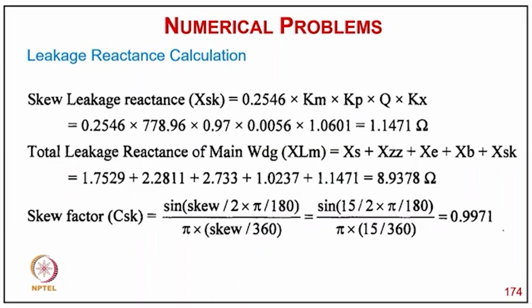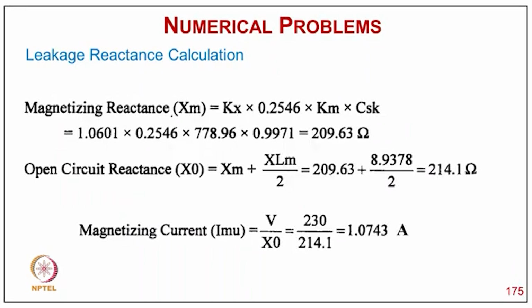The total reactance of the main winding comes from XS plus XZ plus XC plus XB plus the skew term, and putting in the values it comes to 8.9378 ohm. The Q factor from this calculation, putting in the values, comes to 0.9971, which is used for this calculation. So the magnetizing reactance comes to Kx into KM KS K, putting in the values, 209.63.